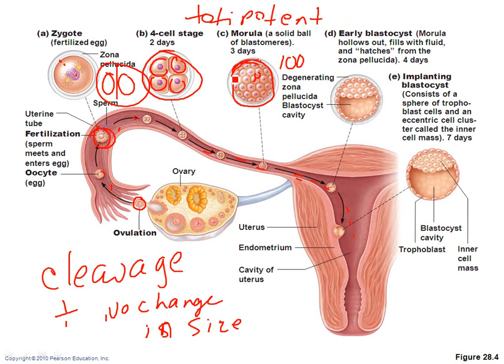But at this point, every cell can become something. They're not programmed, they're totipotent. They're still floating down the fallopian tubes, and at about, let's see, 7 days, you get implantation. It actually implants inside the uterus. Now when it implants, it's called a blastocyst.